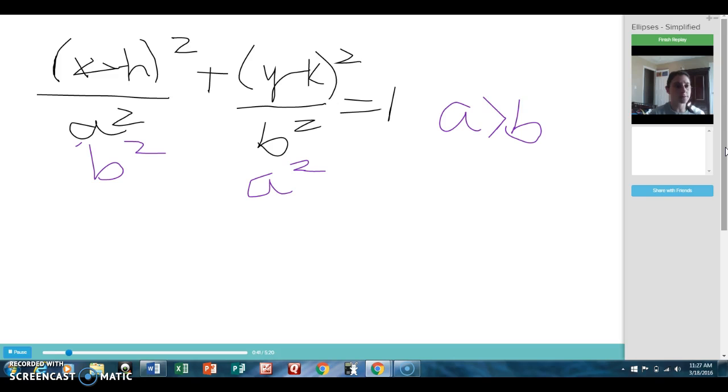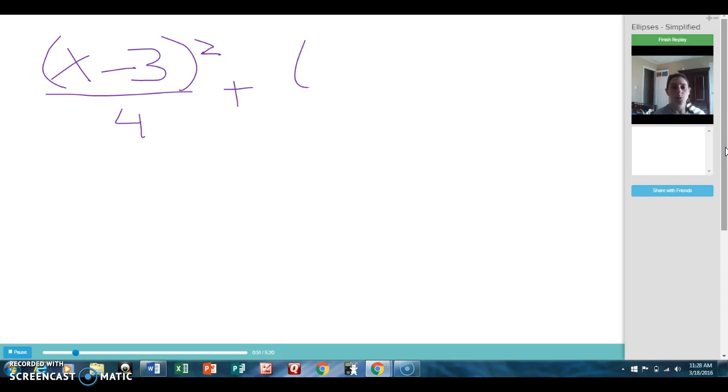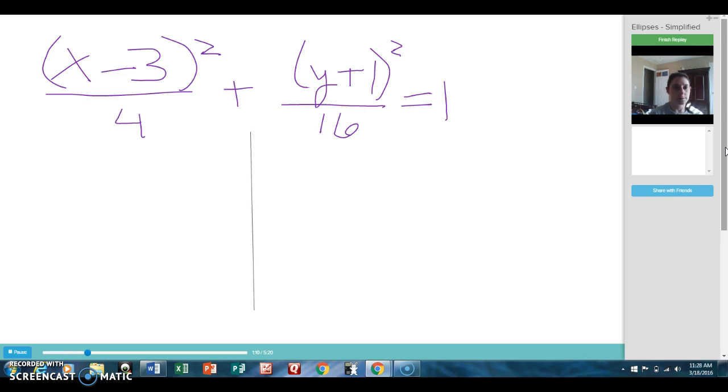All right, let's start with a sample equation. We're going to use (x minus 3) squared over 4 plus (y plus 1) squared over 16 is equal to 1. So first let me put up a coordinate plane so we have something to graph on. Y-axis, and let's get my x-axis going. There we go.